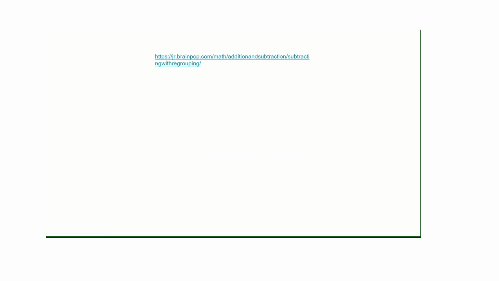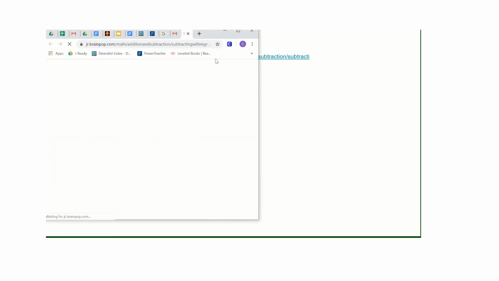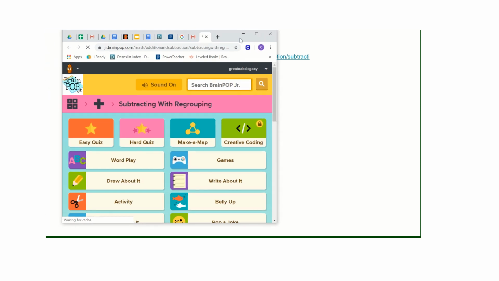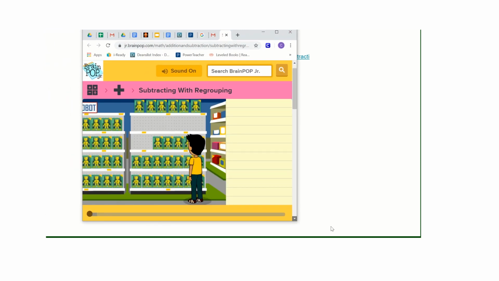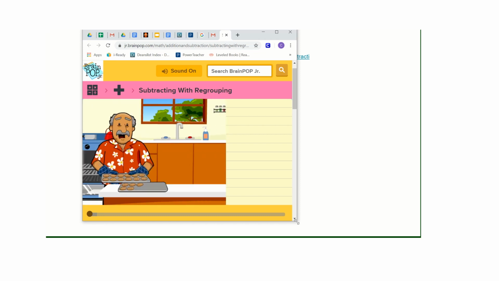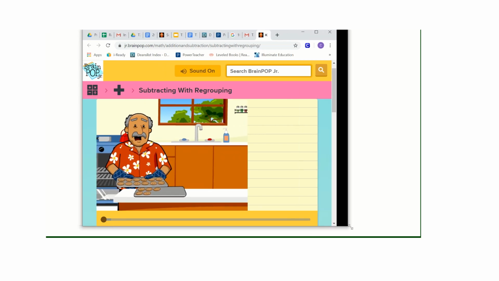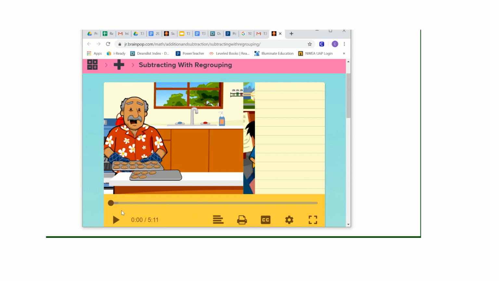Now, let's take a look at this BrainPop video together. You can also watch this BrainPop video at home. Everyone will be able to get access to this.